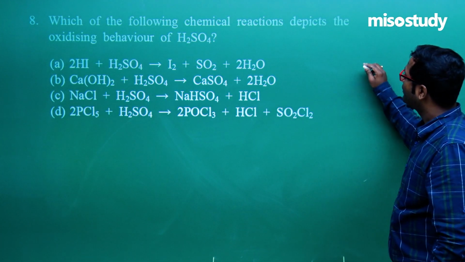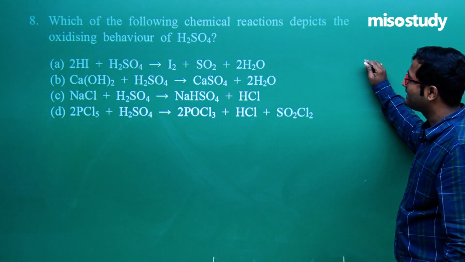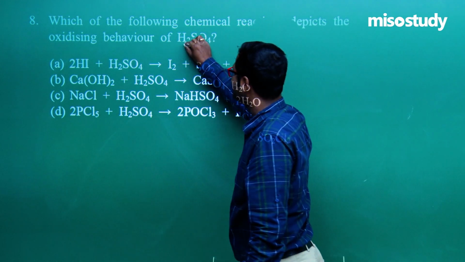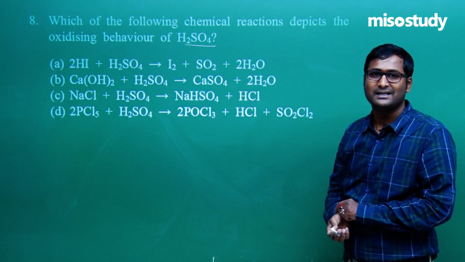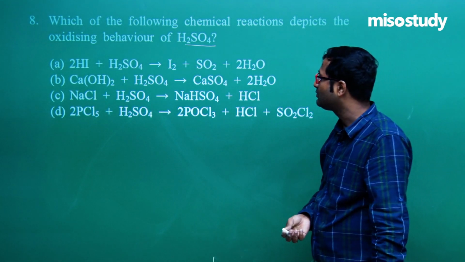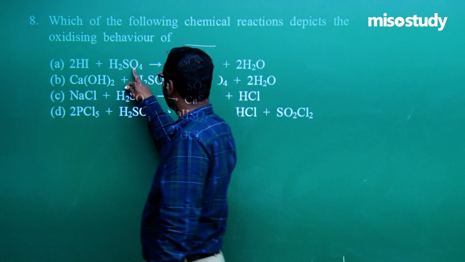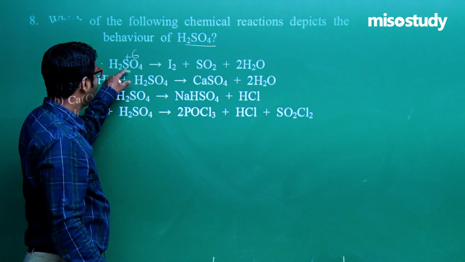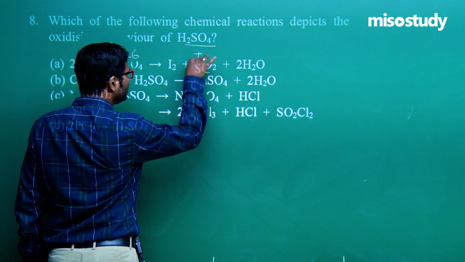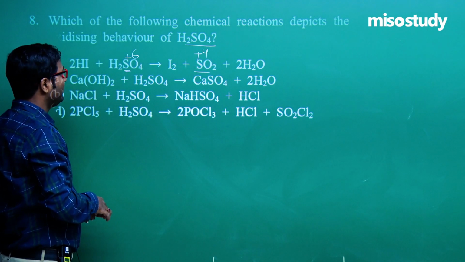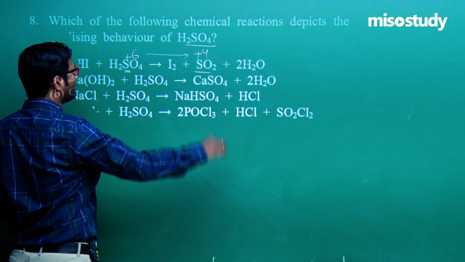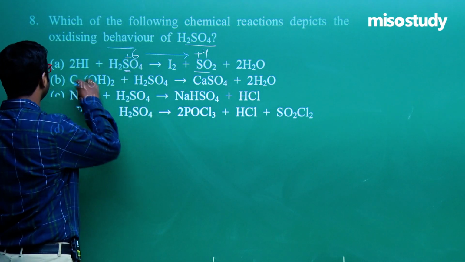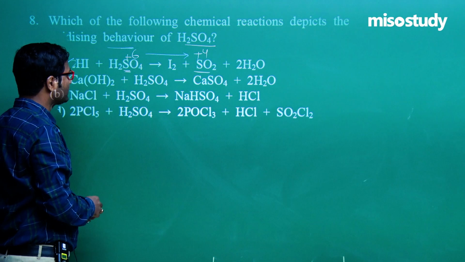Look at, which of the following chemical reactions gives the oxidizing behavior of H2SO4? As we know, if there is an oxidizing behavior, then certainly there is a decrement in oxidation state. Now check out the first option, H2SO4. Look at here, sulfur is in +6 oxidation state and it is converted to SO2. Here sulfur is in +4 oxidation state. If there is a decrement in oxidation state from +6 to +4, then we say that shows the oxidizing behavior. So first option is correct. Now check out the other options.